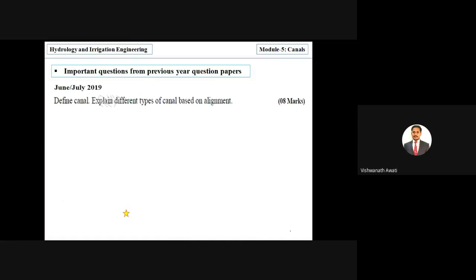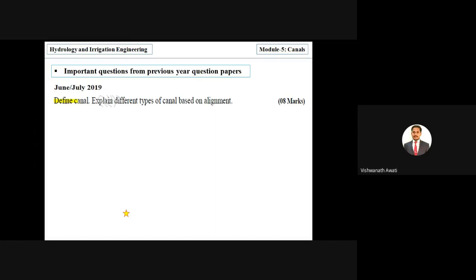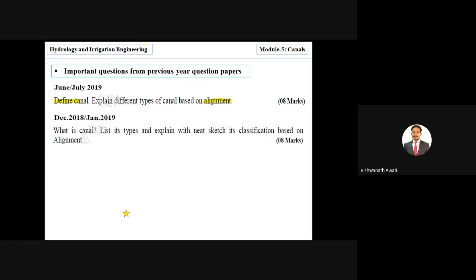Okay, so we'll see some of the important questions. First question: define canal, and explain different types of canals based on alignment. It is mainly related to classification of canals, but here they ask for the definition of canal and we have to make the classification mainly based on alignment, that is ridge canal, contour canal and side slope canal. Next question: what is a canal? List its types, explain with neat sketches its classification based on alignment. Same question in a different way.